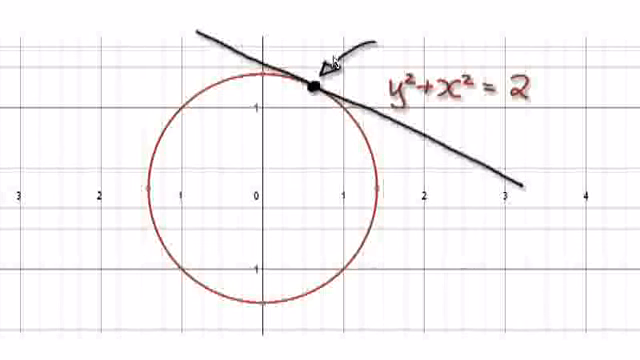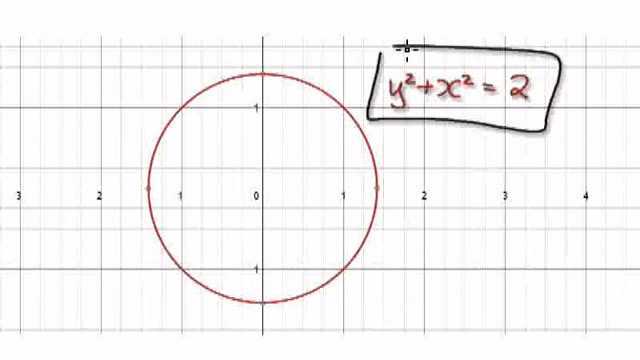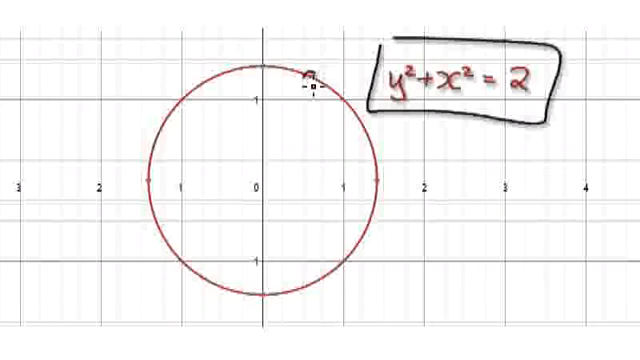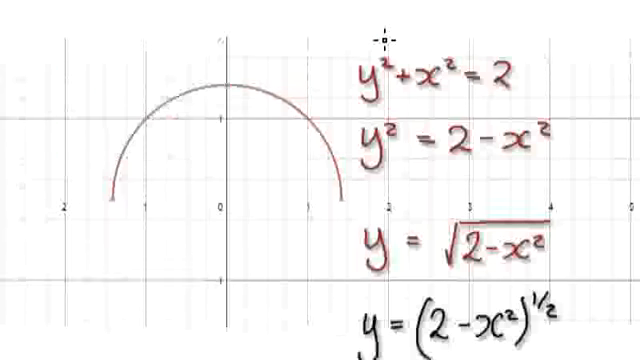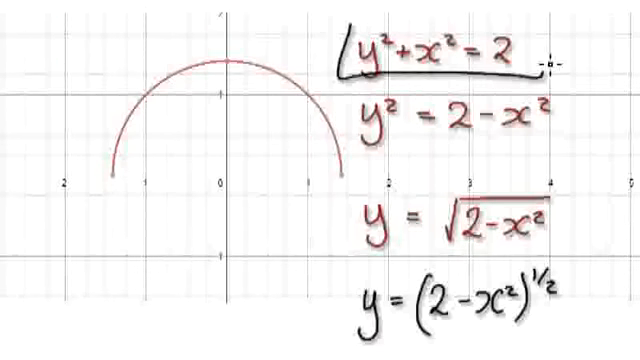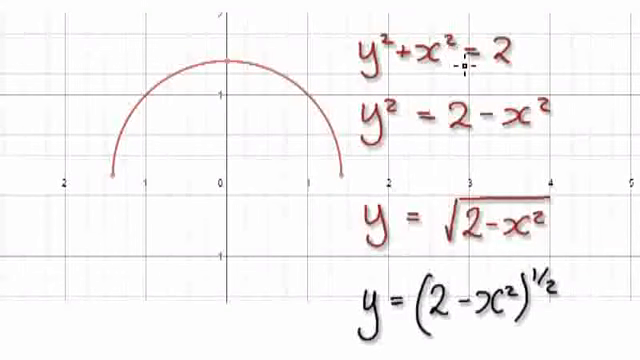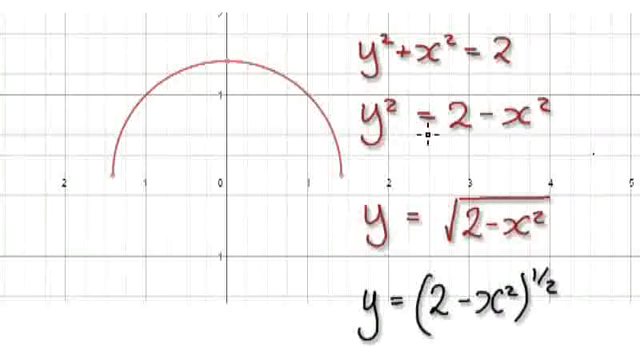And our old way of doing this would be to start with this equation here, rearrange it to make y the subject. So let's say we want to find out the gradient at this point here. We would start out with our equation like this, and then rearrange it to make y the subject. So take away x squared from both sides, that will give you this here, and then square root both sides, that will give you the positive version.